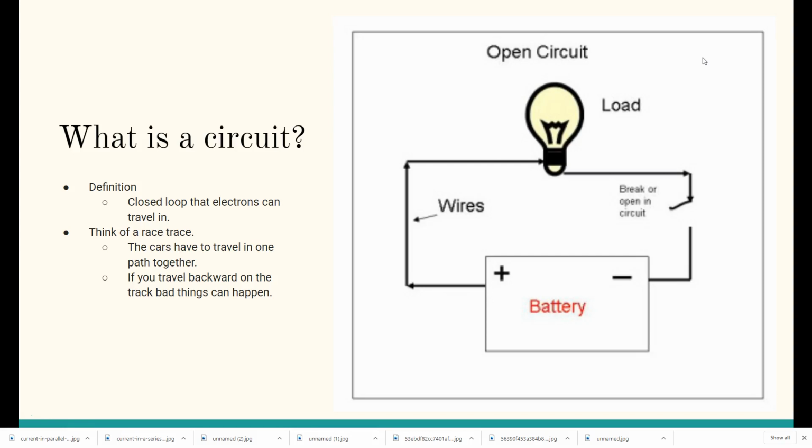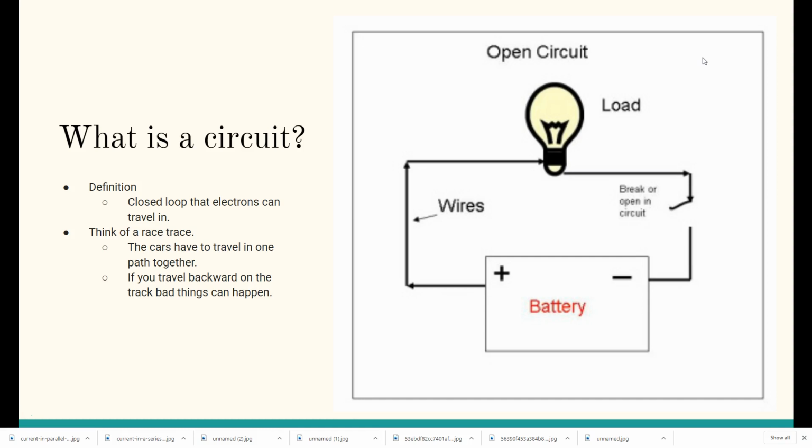So what is a circuit? Well, honestly, it's just a closed loop that electrons can travel in. I like to imagine it as a NASCAR racetrack, right? You have all of these race cars there, and they're all stuck together, and we can consider those our electrons. And then they have a loop that they're going to be going around in.